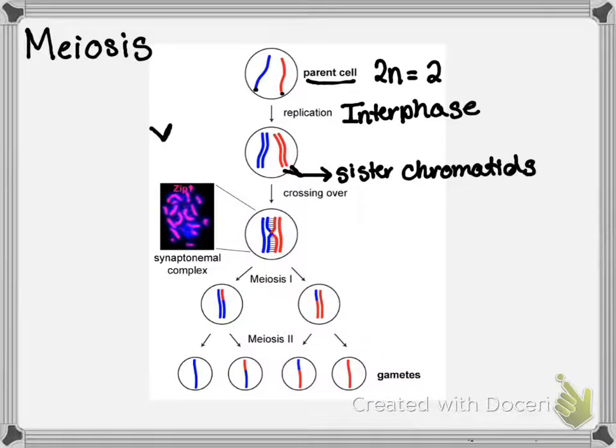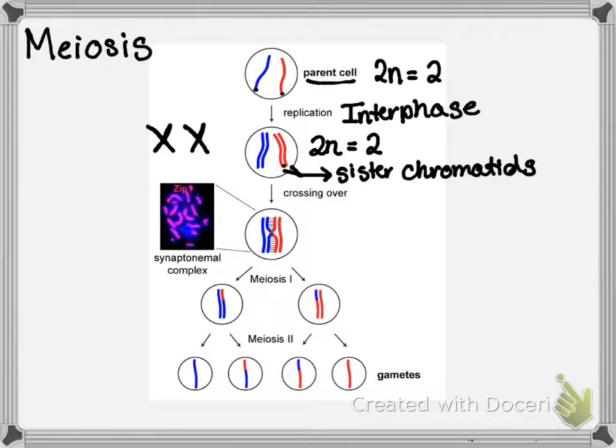Oftentimes you'll see them as X's instead. So this cell could also be drawn like this, where we have 2 X-shaped chromosomes. That is fine as well. But in either case, we still have a diploid cell. We have pairs of chromosomes, right? We still only have 2 chromosomes. They're just replicated chromosomes now.